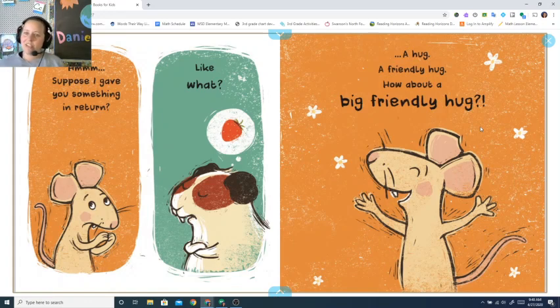Now, when I'm reading this, it looks like Cheddar, yeah, he wants some food, but it looks like he wants to be friends too, right?